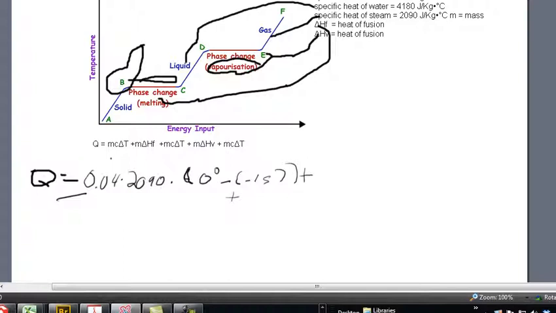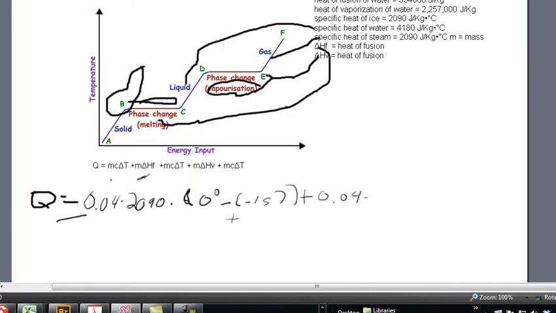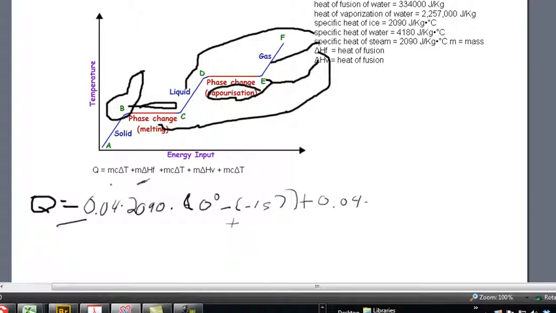Now we've got to convert that ice into water, which means we're going to use m delta H_f. Once again, the mass is 0.04 because we've converted, times the heat of fusion of water, which is right here. Notice that's in joules per kilogram, so we're okay.